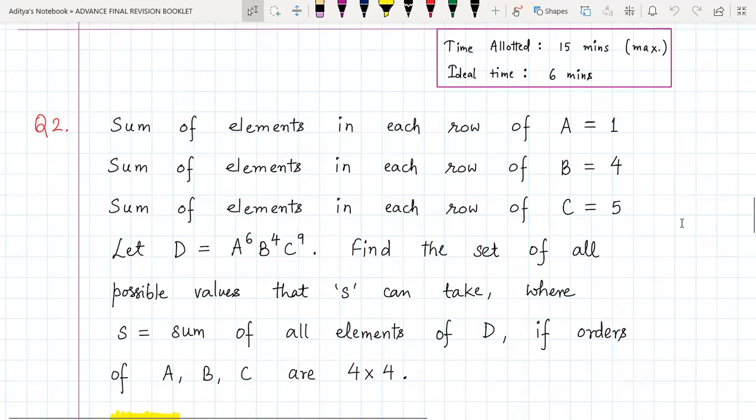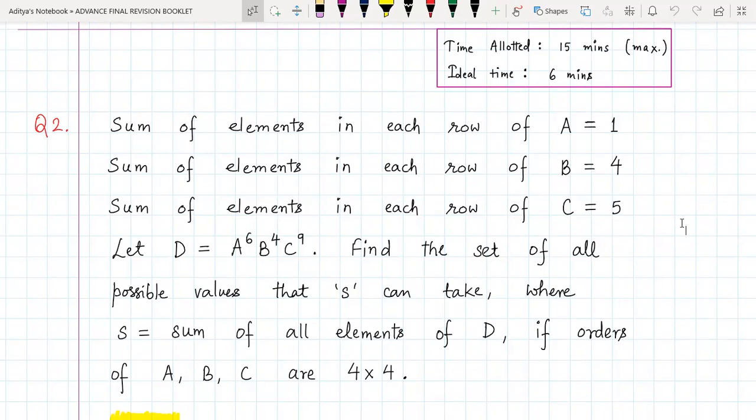Today we have another very amazing question from the chapter of matrices and determinants. The question is saying: if the sum of elements in each row of the matrix A is equal to 1, the sum of elements in each row of the matrix B is equal to 4, and similarly the sum of elements in each row of the matrix C is equal to 5, and if we define D is equal to A^6 into B^4 into C^9, then we have to find the set of all possible values that S can take, where S is equal to the sum of all the elements of the matrix D, if the orders of A, B, C are 4 by 4.